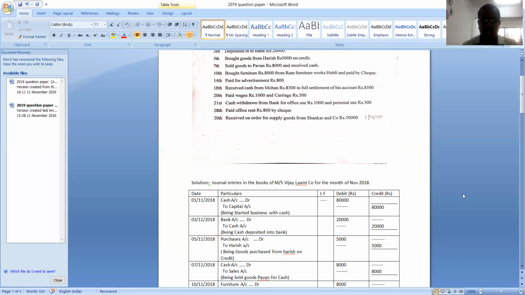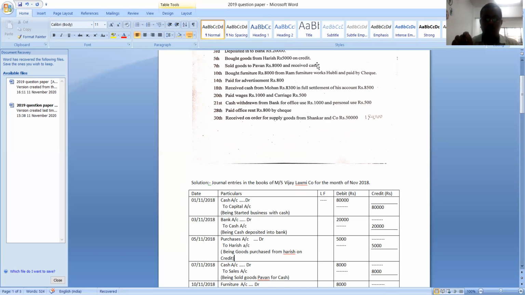Okay. Let us move to next transaction. Here next transaction is dated on 17th November 2018. Transaction is sold goods to Pawan rupees 8,000 and received cash.